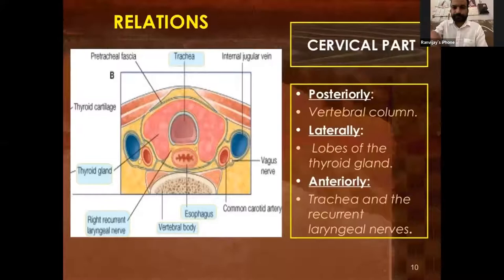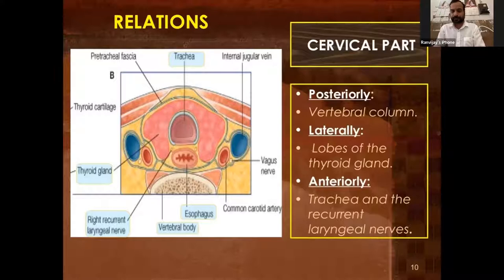Now, the cervical part. If you see the relation of the cervical part, the structures found posteriorly are the prevertebral fascia, the longus colli muscle, and the vertebral column. Laterally, there are basically four structures found in the cervical part: the carotid sheath, the inferior thyroid artery, the lobe of the thyroid, and the recurrent laryngeal nerve. Anteriorly, there are the trachea, the larynx, and some recurrent laryngeal nerve.